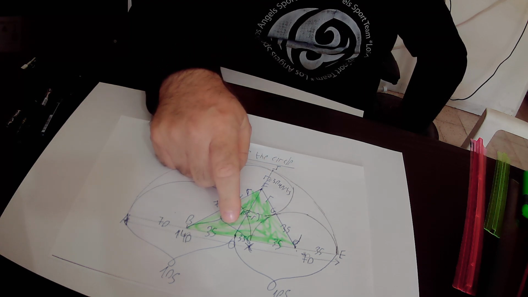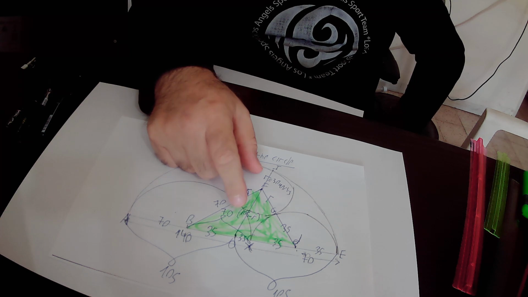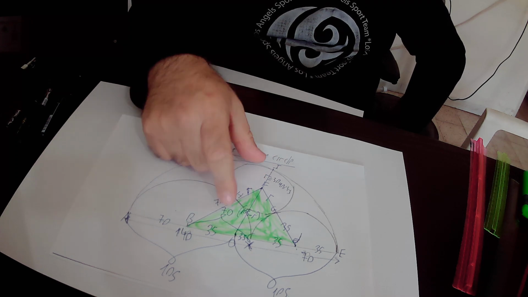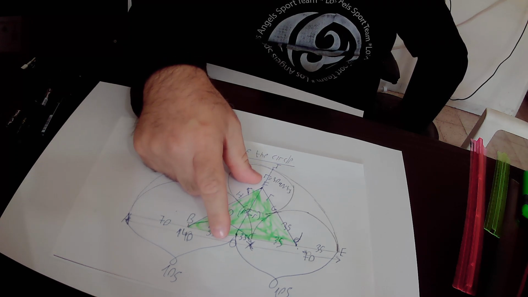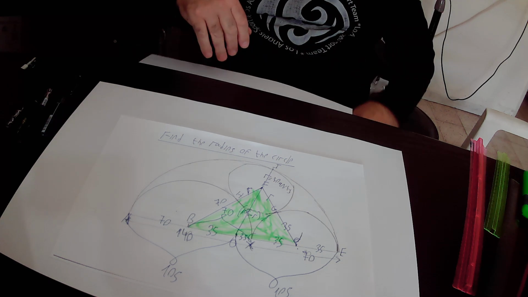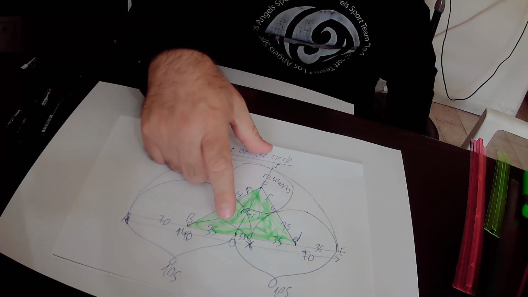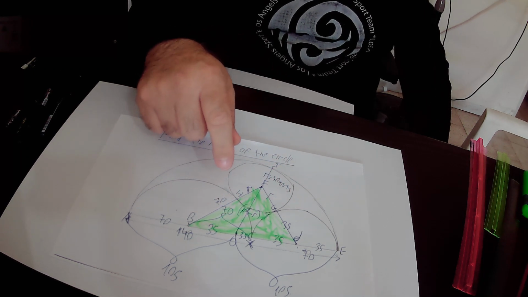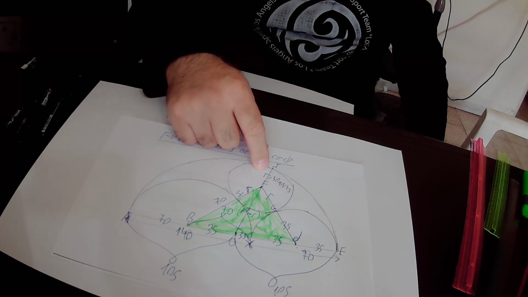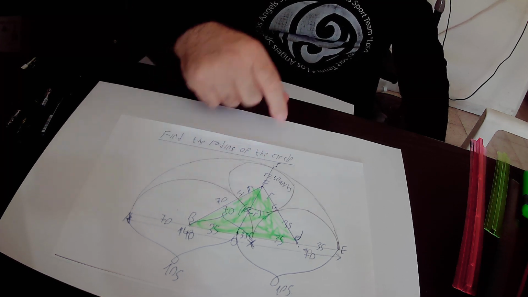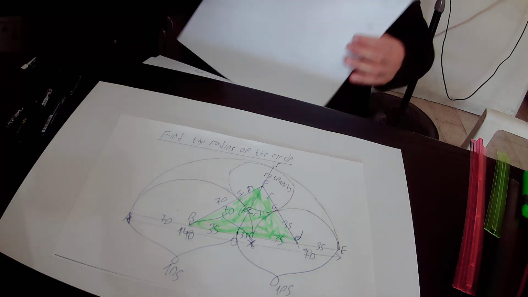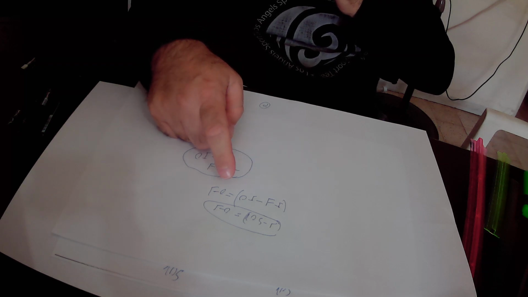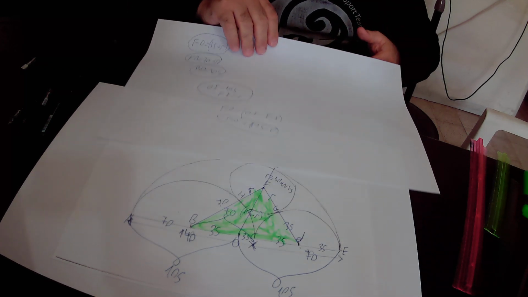And what is the length of OF? OF equals OI minus FI. So OF equals OI, that is the radius of the biggest semicircle, that is 105, minus FI, that is R. That is to say, OF equals 105 minus R units.